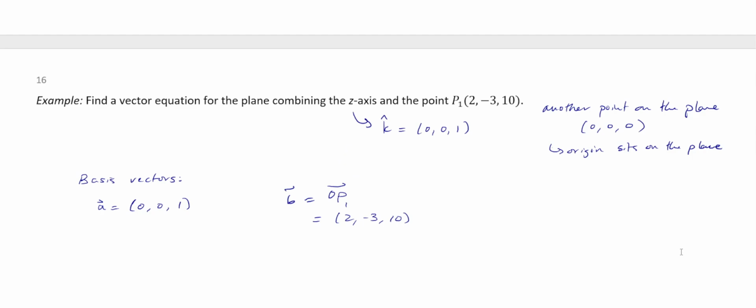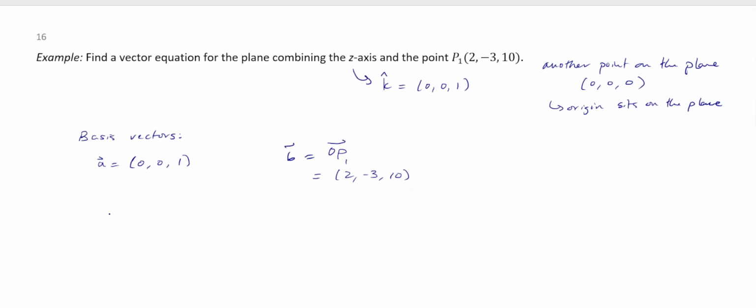All right, so I've got my 2 basis vectors, and now I need to just find my vector equation, and this should be fairly straightforward. I take a point on the plane, and I'm given one right there, that's fine, (2, -3, 10), plus the first basis vector, (0, 0, 1), plus t(2, -3, 10). I could also have used the origin, and so instead of this (2, -3, 10), I could have just written (0, 0, 0), or omitted it entirely and just had these 2 basis vectors for that plane.